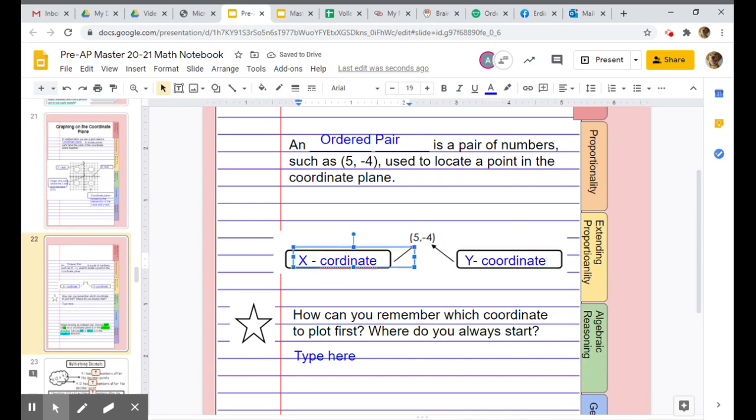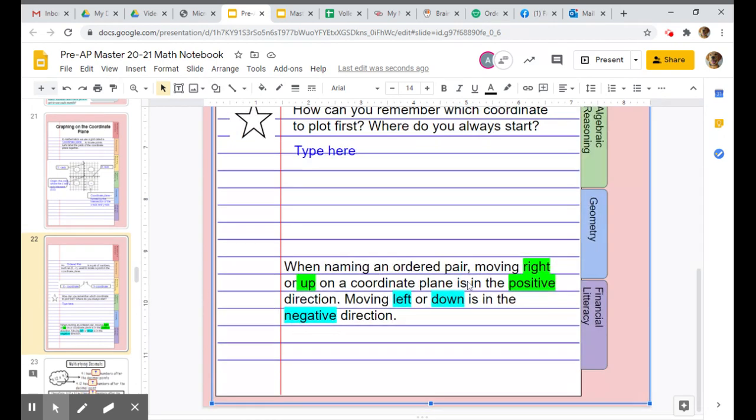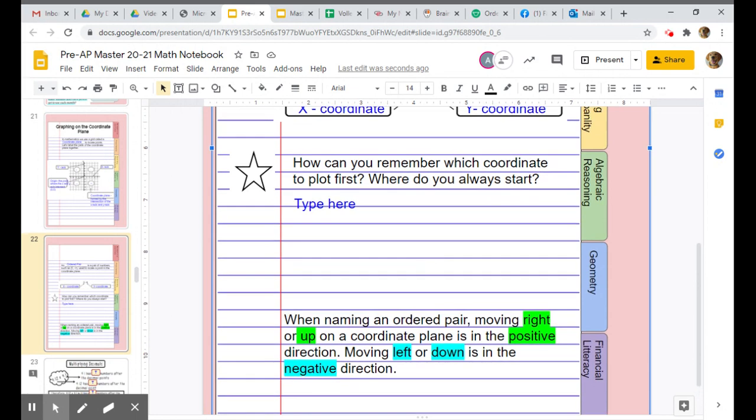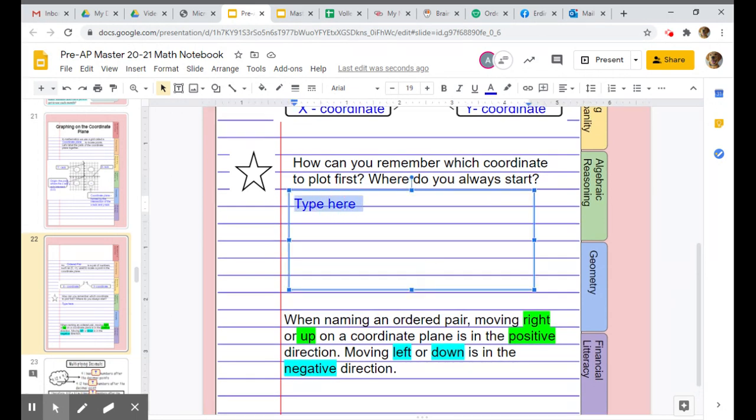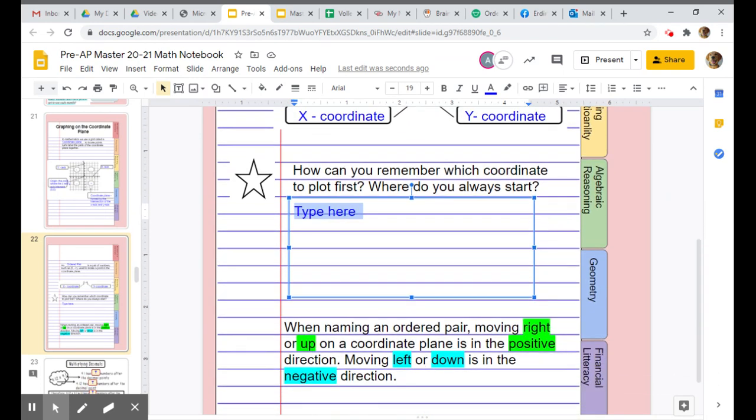I don't know how to spell, sorry guys. Okay, so it is telling us where to go on the y axis. Okay, some things that you need to remember when you are plotting your points. So how can we remember which coordinate to plot first? How do we know where to start? Well, we just said above that our x coordinate was first and then our y. One way we can remember that is by knowing that x comes before y in the alphabet.